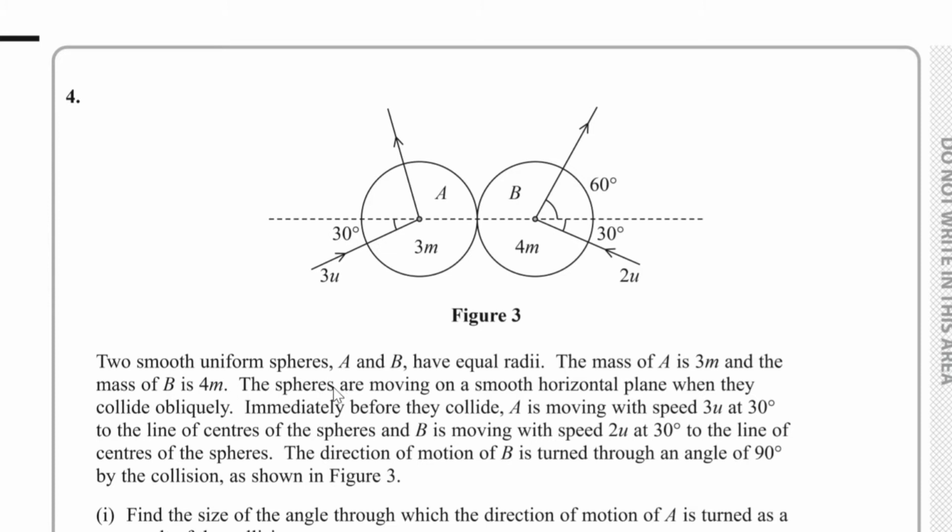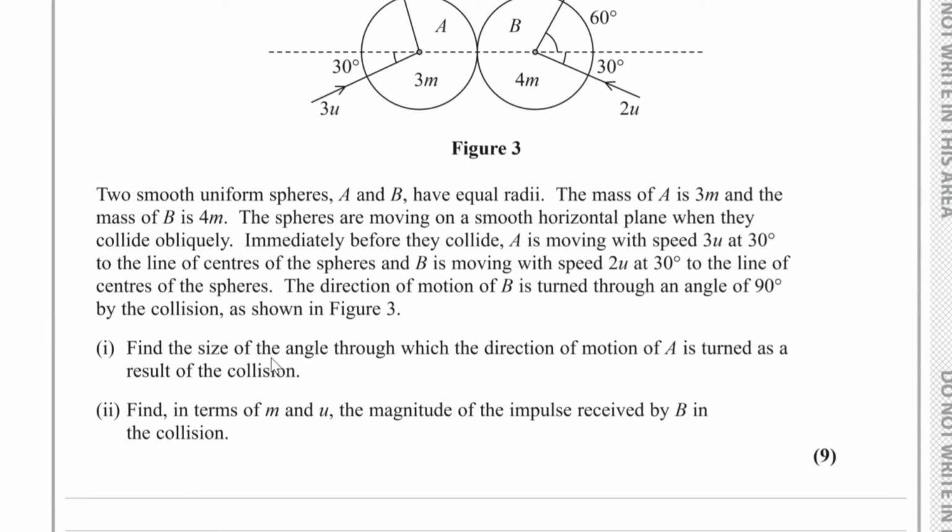Question number 4. Two smooth uniform spheres A and B have equal radii. The mass of A is 3m and the mass of B is 4m. The spheres are moving on a smooth horizontal plane when they collide obliquely. Immediately before they collide, A is moving with speed 3u at 30 degrees to the line of centers of the spheres, and B is moving with speed 2u at 30 degrees to the line of centers of these spheres. The direction of motion of B is turned through an angle of 90 degrees by the collision, as shown in figure 3. So that's what we see here. 30 degrees plus the 60 degrees gives this 90 degrees. For the first part, we have to find the size of the angle through which the direction of motion of A is turned as a result of the collision.